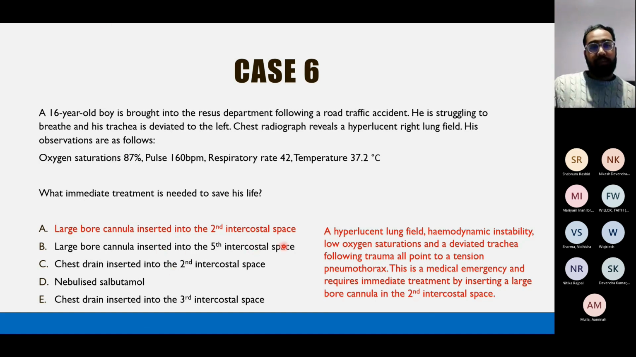Cannula in the fifth intercostal space, that's wrong because that's where we'd put a chest drain. And chest drain goes in the fifth intercostal space, not the second. Salbutamol would do nothing here because this person is not having an asthma attack. And then again, chest drain goes in the fifth intercostal space. So chest drain in the fifth, cannula in the second, two different things.